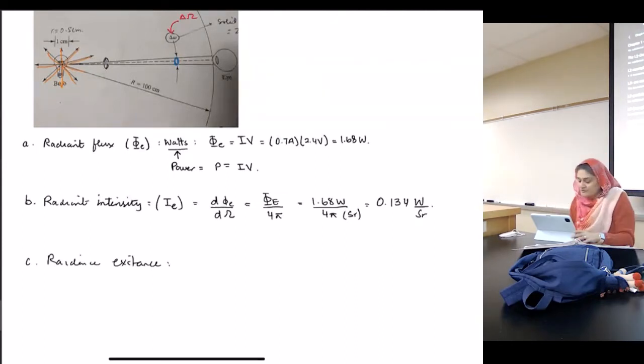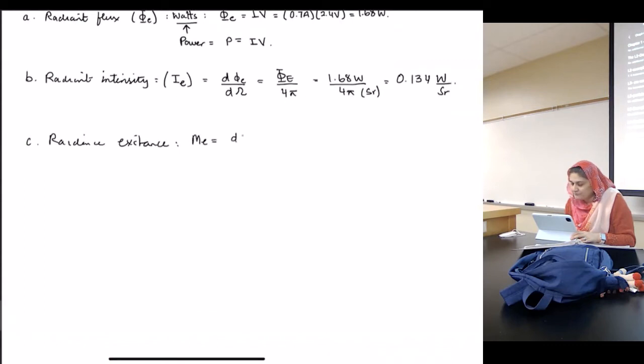So what's the area? Oh, so sorry. First of all, let's write the formula down. The formula was M E over dA. What will be the dA for this case? 4 pi R squared. Excellent. So the total will be phi E over 4 pi R squared. And what's the R? Which R? 1 centimeter. So no, 1 centimeter is the diameter. So what would be the R? 0.5. There we go. Good job. Actually 0.5 centimeters need to be converted to meters. 0.005.